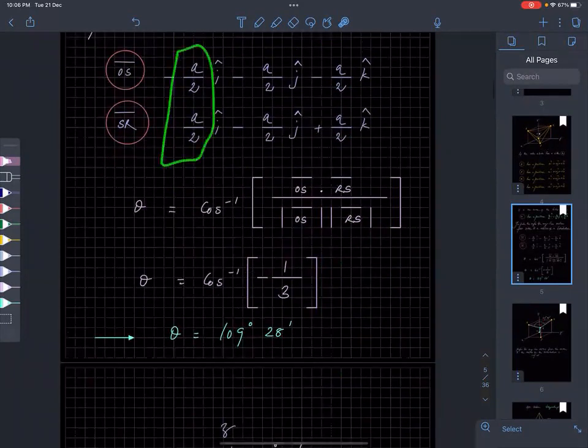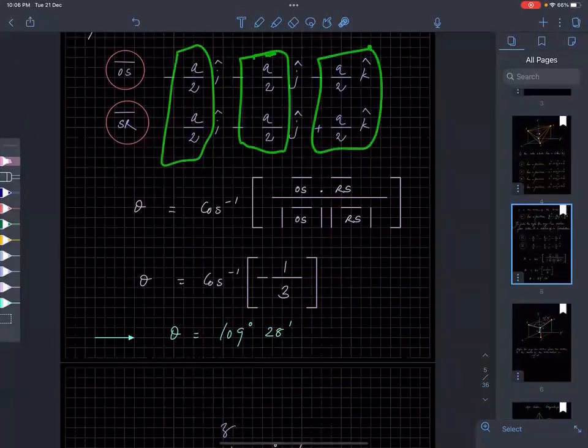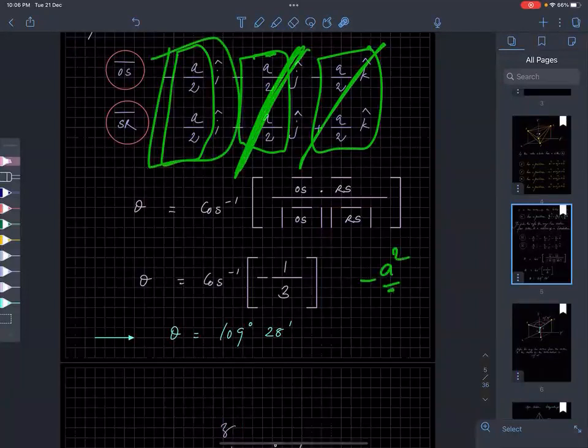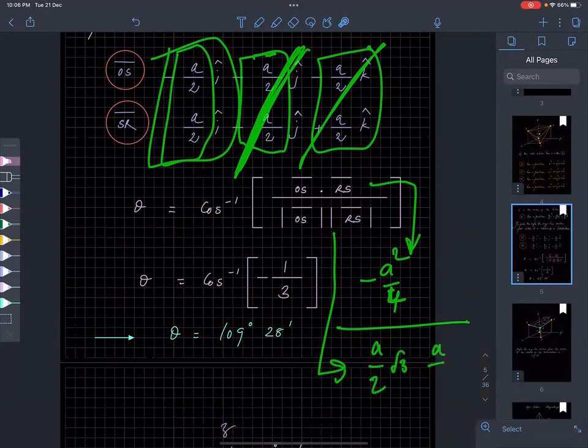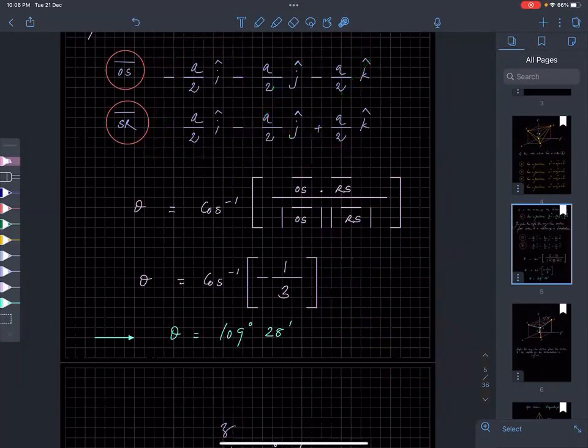See, dot product is easy. Minus A square by 4 plus A square by 4 minus A square by 4. Minus A square by 4 plus A square by 4 cancel. So what will remain? Minus A square by 4 in the numerator. What about the denominator? It is the magnitude of the first vector, which is A by 2 into root 3, into the magnitude of the second vector, which is A by 2 into root 3. This into this is A square by 4, so these two will cancel. Minus 1 will remain, and root 3 into root 3 is 3. So minus 1 by 3 will remain. Clear? So theta is cos inverse of minus 1 by 3. Do you agree?